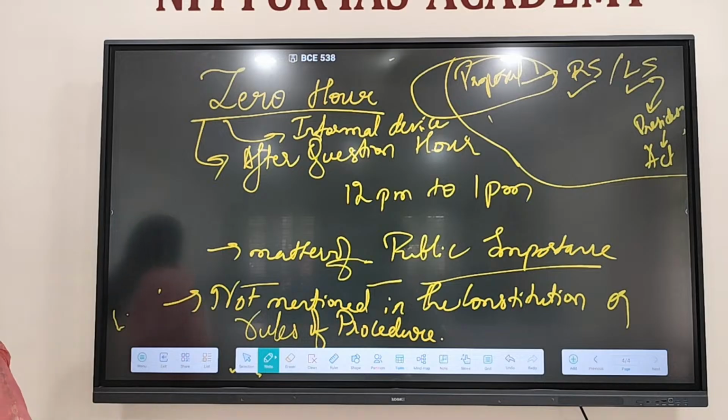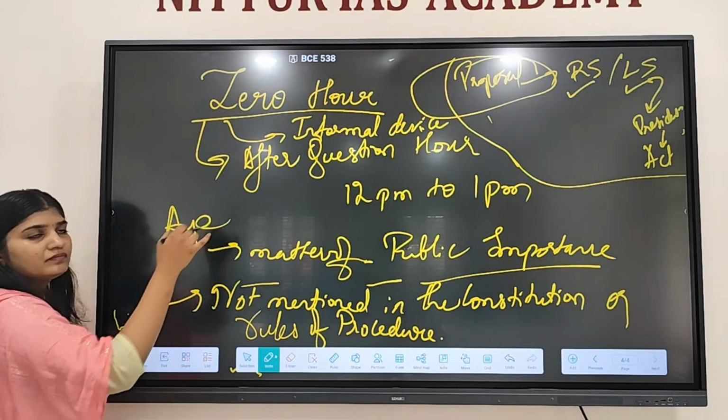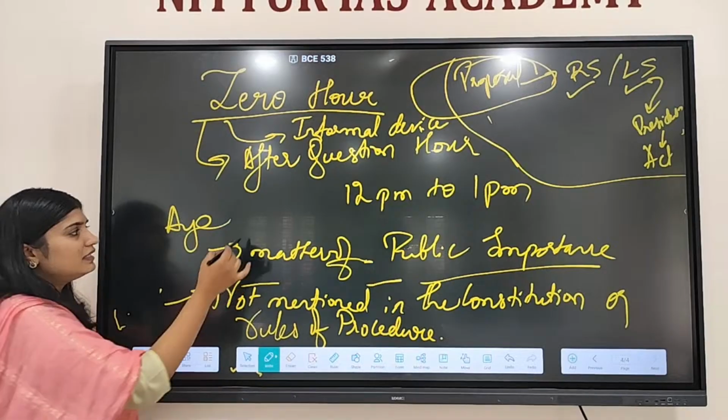When they announce that one clause, if the people are supportive of that clause they will tell aye, aye by aye. If they are against that clause they will tell no.